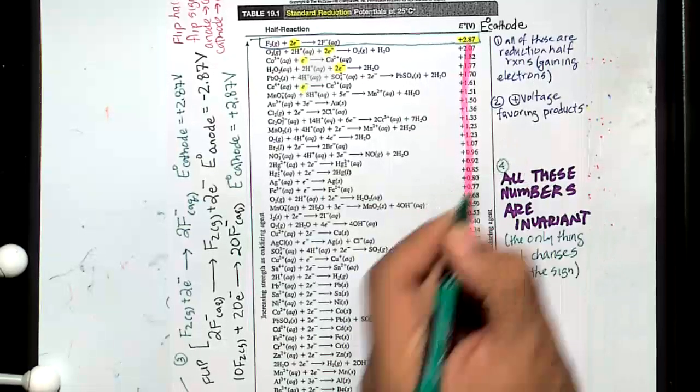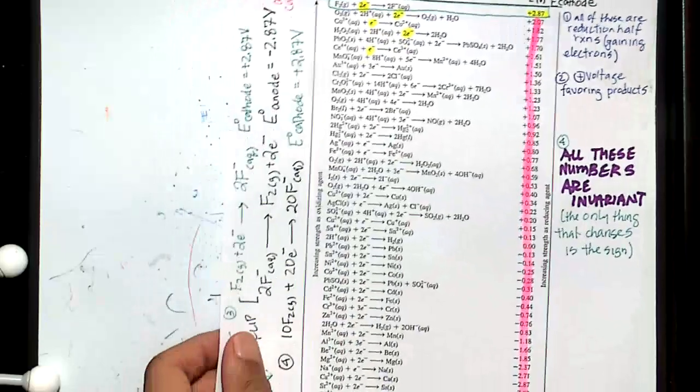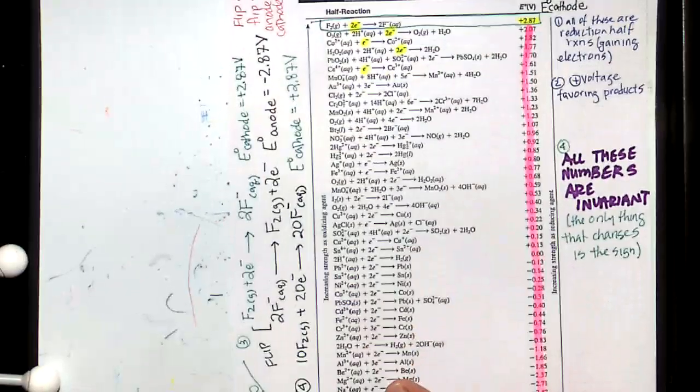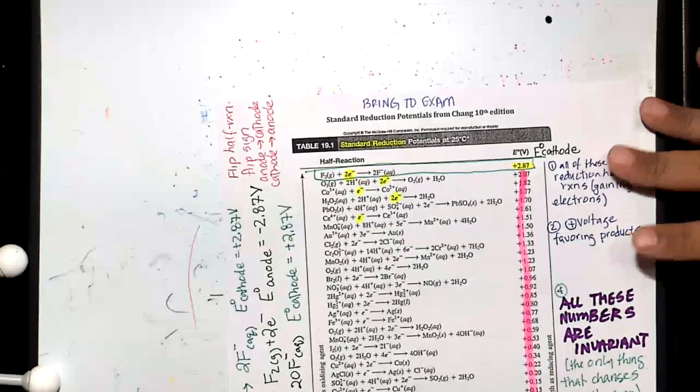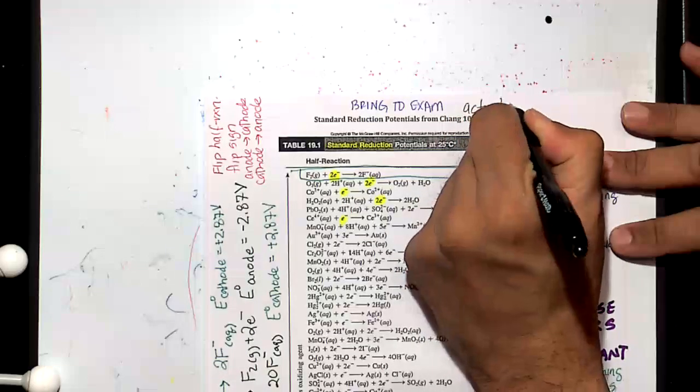All right, now comes rule number 5, which is maybe the hardest, but not that hard. Something you have to think about. So this is standard reduction potential. This is also called the activity series. Have you heard this term? Activity series? It's another name for this.